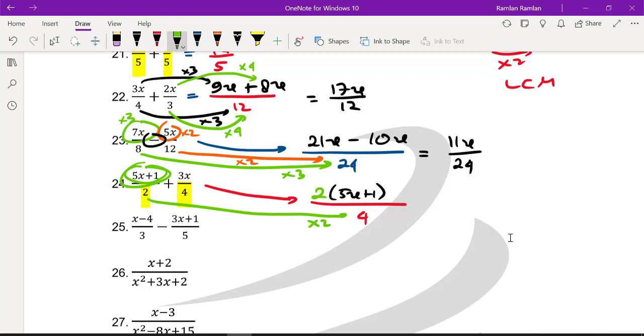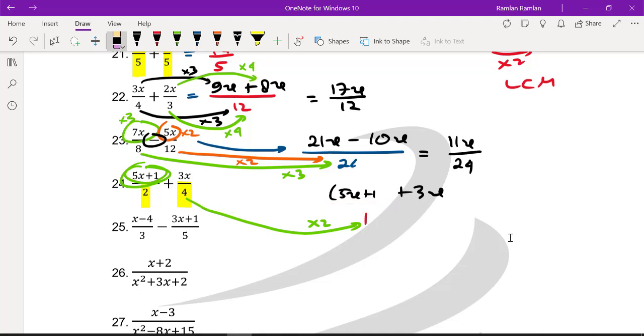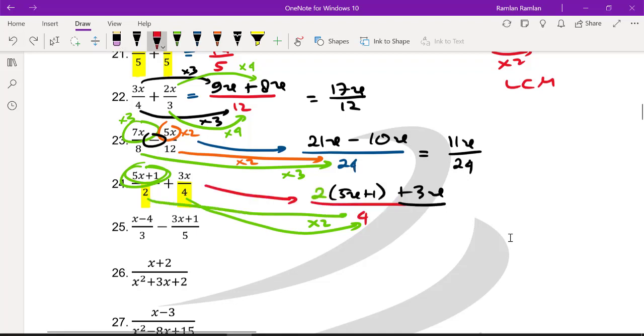The next one is 4, and for the 4 you don't have to do anything because that's the same. So you only need to rewrite what's on the numerator, which is 3x, and then we just plus 3x. Now we're not done yet because we need to open this bracket and add it with 3x. If we open the bracket, that'll be 10x plus 2, and then plus 3x over 4.